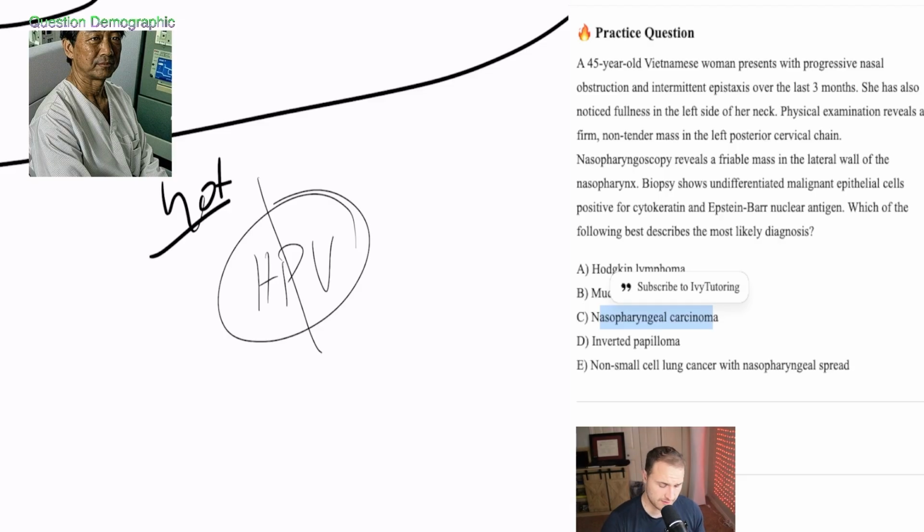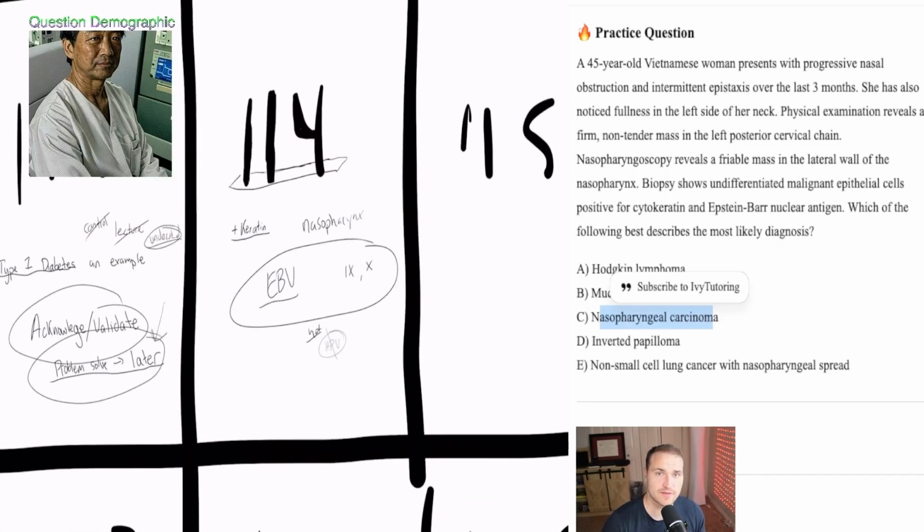So basically, the high-yield recap for this is you've got somebody from Southeast Asia with a nasal obstruction, hearing loss, and lymphadenopathy. Then it's going to be a nasopharyngeal carcinoma, likely Epstein-Barr virus. You're going to see keratin, and that shows you that it's of epithelial origin, and Epstein-Barr antigens like EBNA positivity. That means you have Epstein-Barr virus involvement, and that makes nasopharyngeal carcinoma the best answer. So that is the recap on this question.